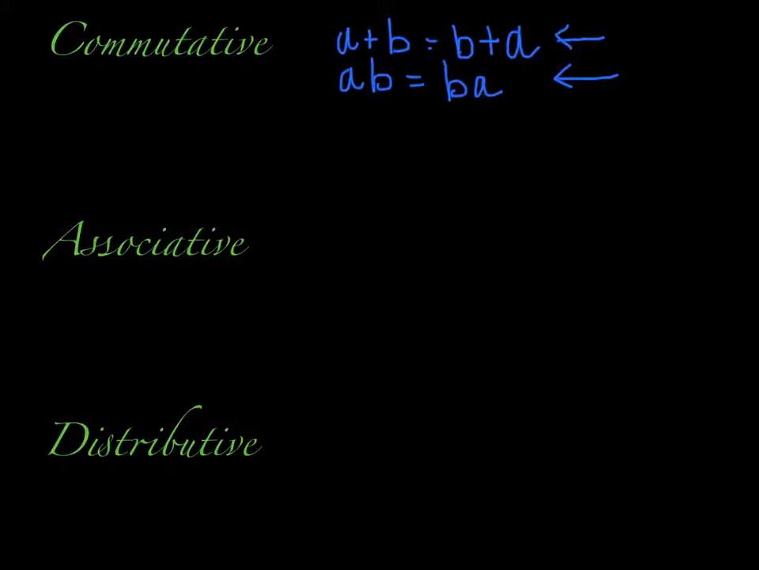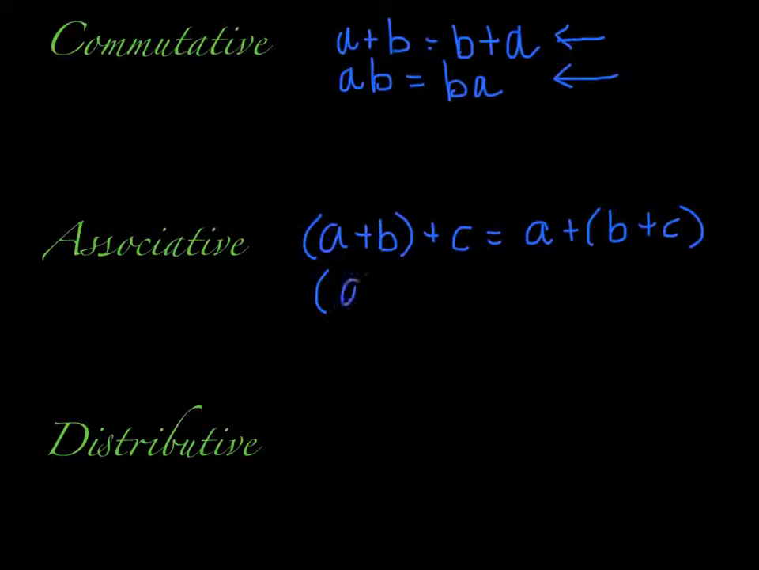Associative. I can take (A plus B) plus C and regroup it to A plus (B plus C). I can do the same thing with multiplication. (A times B) times C equals A times (B times C). This is associative property of addition, multiplication.